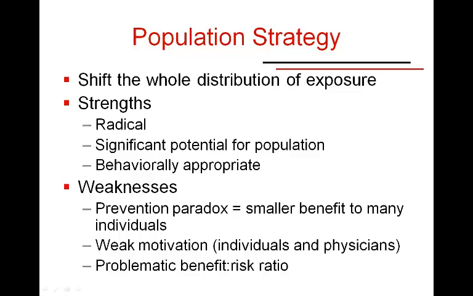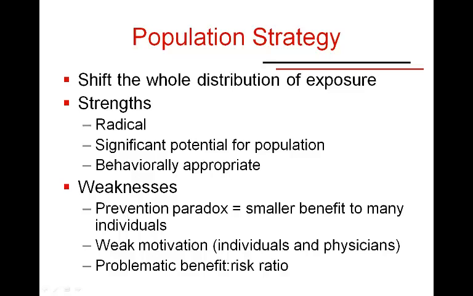In contrast, the population strategy would be to shift the entire distribution of exposure. And here the strengths that Rose highlights are that it's much more radical, dealing with fundamental causes, to use Link and Phelan's language. It has a greater potential for the population overall in terms of outcomes, affecting the aggregate welfare of the population. And because you're not divorcing the tail from the mean, the intervention you're asking for is behaviorally appropriate. It's being asked of, or imposed upon, if you will, the entire population.